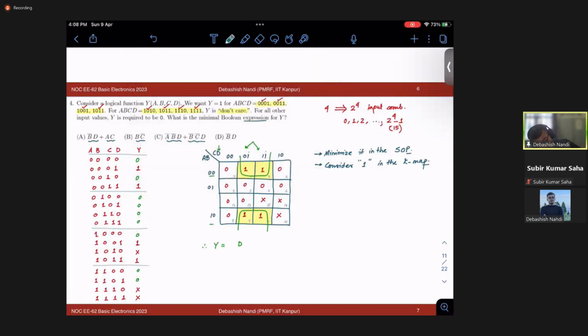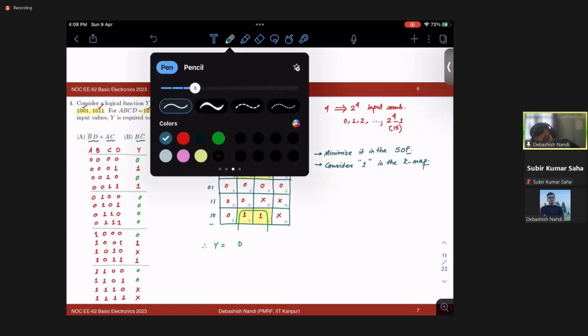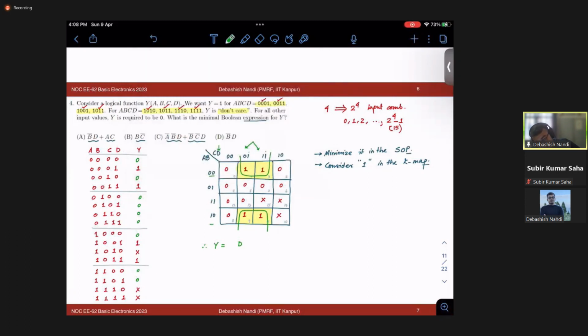This is 1 0, this is 1 1. So what is the common term here? Common term is 0, right? And what does 0 signify? 0 signifies B prime, right? So your output will be simply Y equal to B bar and D. So D is your right option, right? So this is a pretty simple method to solve this kind of problem. Just look at it for a moment and let me know if you need further clarification.